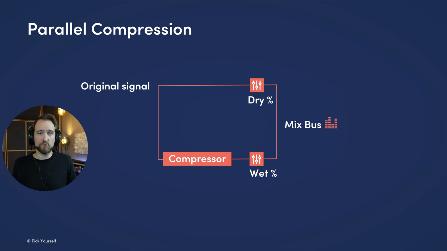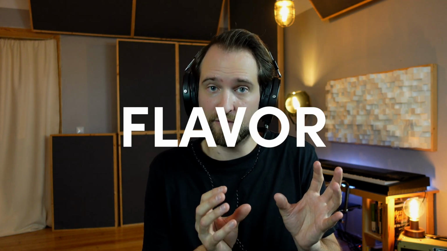Now the big question is, why would you even want to do something like this? The big benefit of parallel compression is that it allows you to retain the integrity of the original signal. So the transients, the overall microdynamics in that original signal, something that you maybe love about it, but it still allows you to add in just the right type of flavor that you get from the compression. And this is especially beautiful if you have compressors with a certain color that you want to add in. You can be really extreme with the settings you use on the compressor because then you can dial in just the right amount and use only a little bit of that flavor.